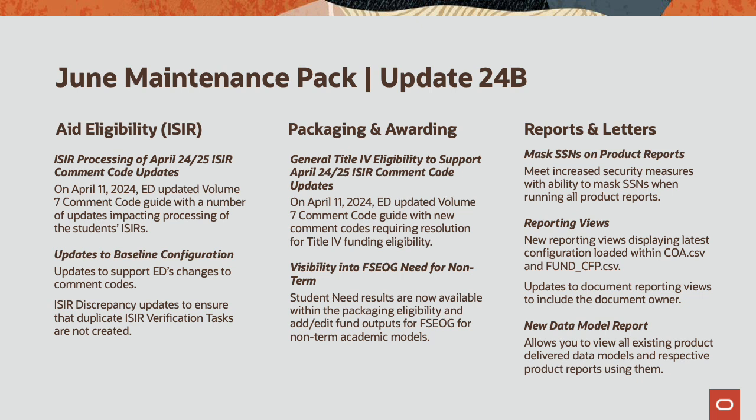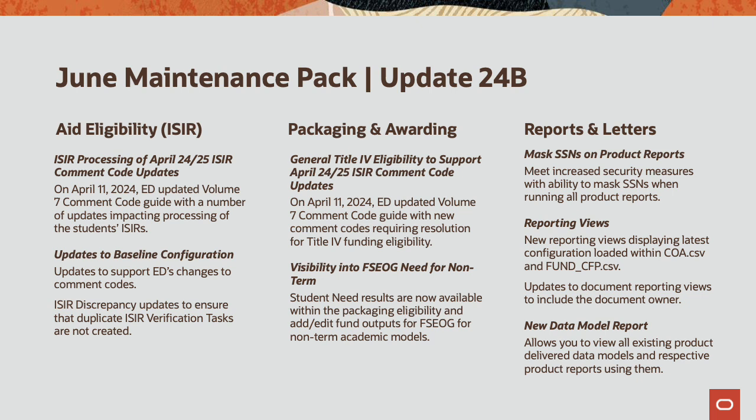Within packaging and awarding, we also had to account for the April 11th, 24-25 ICER updates. We added additional logic to packaging to evaluate new comment codes that require resolution for Title IV fund eligibility. Additionally, we increased visibility for the FSEOG need calculated by the system. We now include student need results within the packaging eligibility and the edit fund outputs for FSEOG for non-term academic models. And finally, within reports and letters, we delivered a number of improvements.